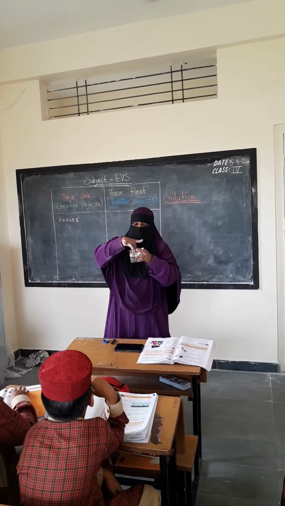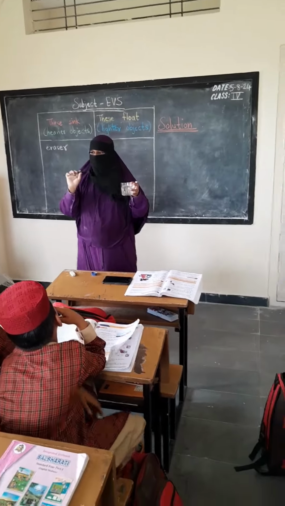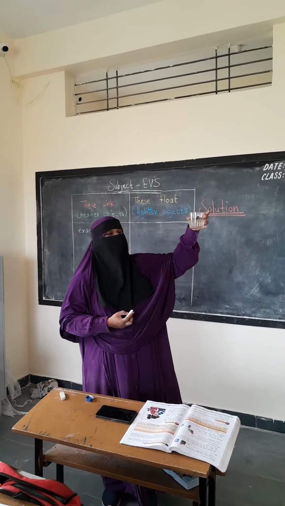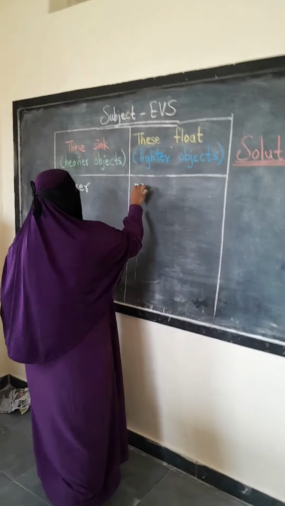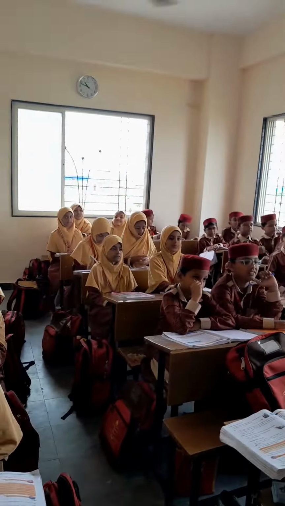Understood this? Next. Now I'll take this pen cap. Now I'll put this. It's floating, so it is lighter. So here I'll write pen cap. Next, I will take a sharpener now. Now see what happens. Yes, very good. So the sharpener is also in this column. Lighter.